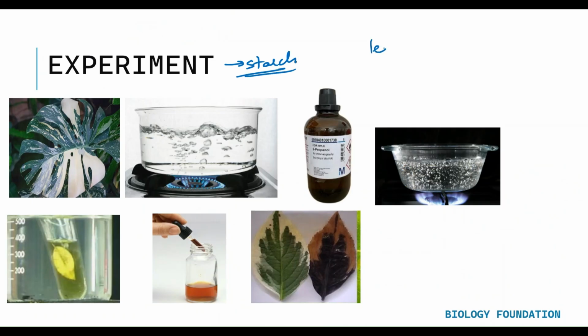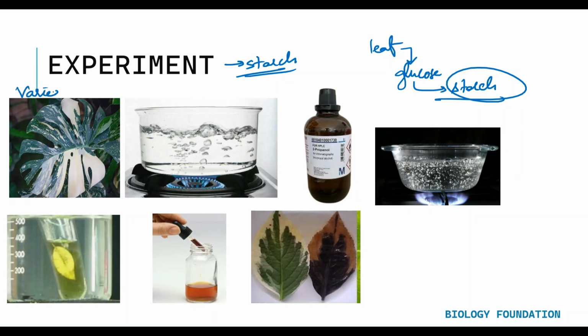I told you leaves perform photosynthesis where they absorb sunlight and give glucose. This excess glucose is stored as starch. To prove that starch is present in the leaves, you can do an experiment. Okay, take a variegated leaf. Okay, what is a variegated leaf? A leaf which has white patches along with green patches. Something like this. Here you can see a variegated leaf.